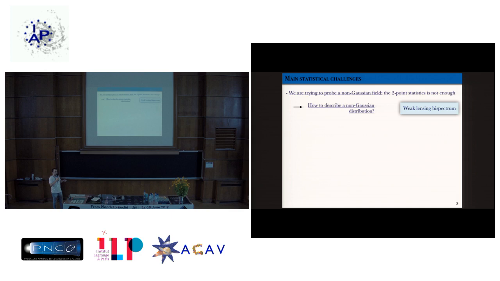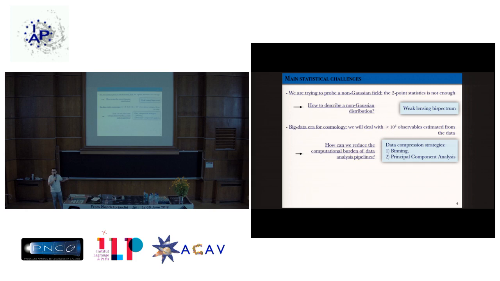In fact, I will deal in my research with up to 10 to the power of 4 observables, and when we want to build a likelihood, for example, for surveys like Euclid, we will have to find a way to lighten our codes.